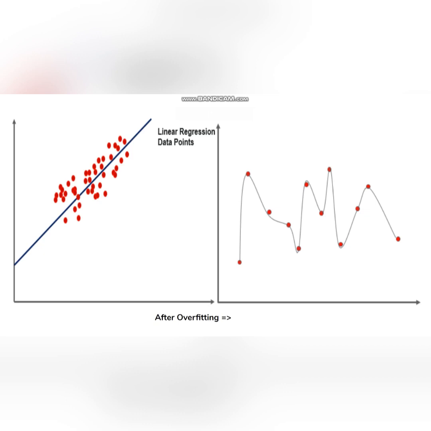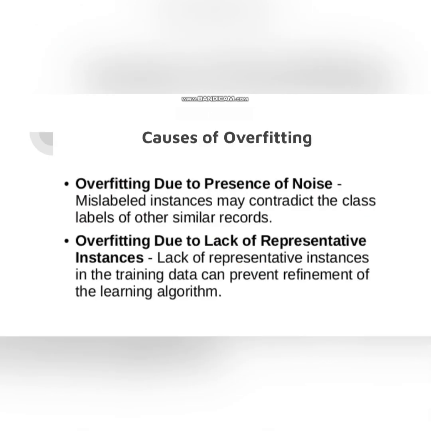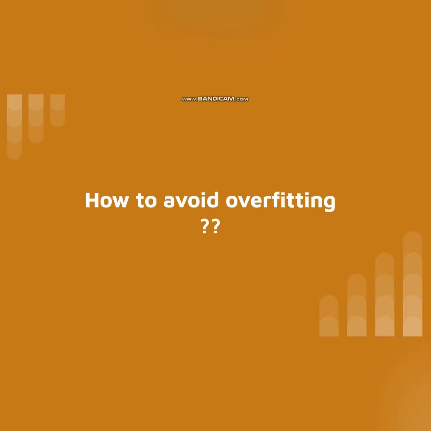See here, in linear regression, some data points are very far from the line because we have fed more data than it actually needs to train. So due to that, our model tries to fit all the points in our data set, leading to overfitting. There are two main causes of overfitting: noise and lack of representative instances. So how to avoid overfitting?